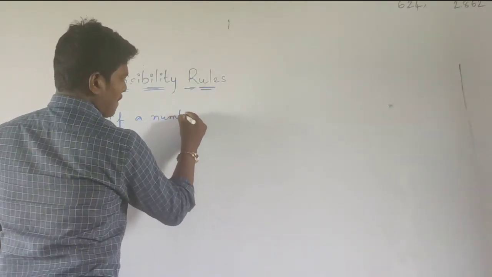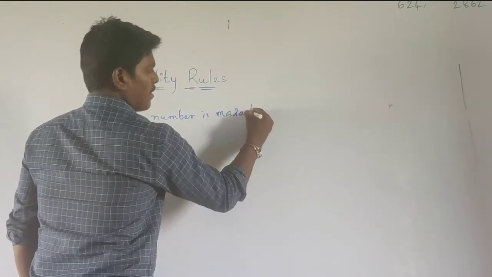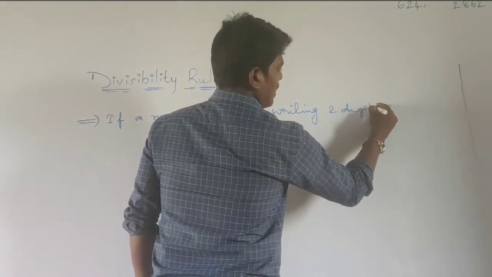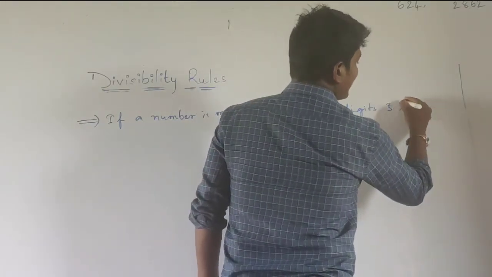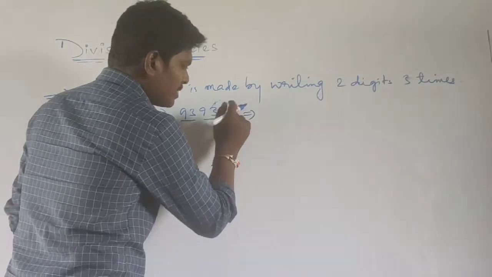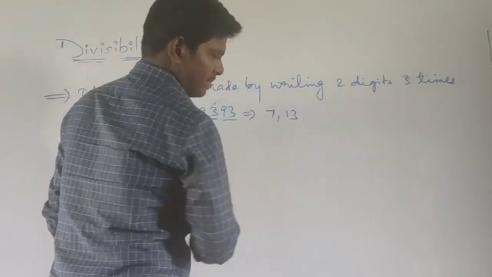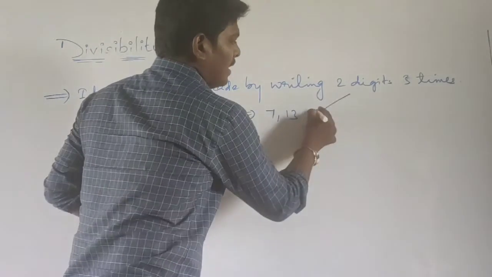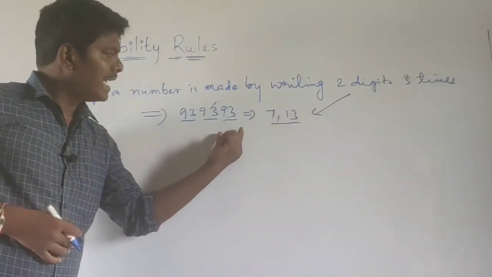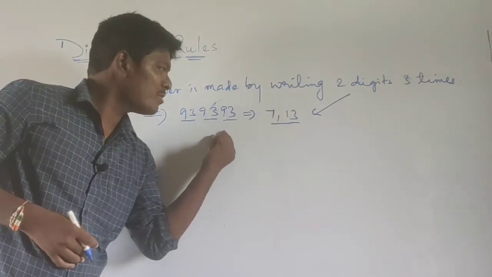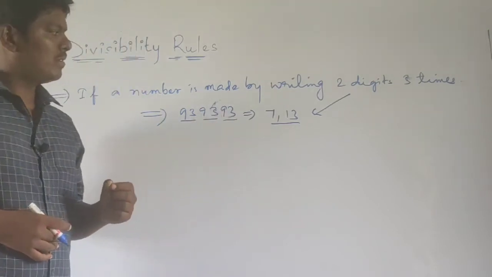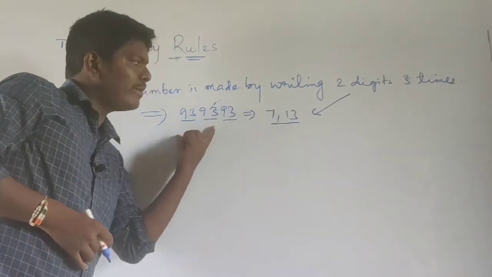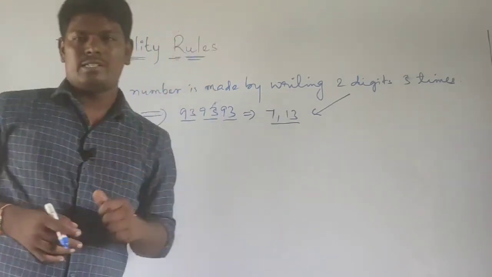If a number is made by writing two digits 3 times, then this number is divisible by 7 and 13. Very simple. If we look at the example, we have 939393. The 2 digits are written 3 times. So this number is divisible by 7 and 13.